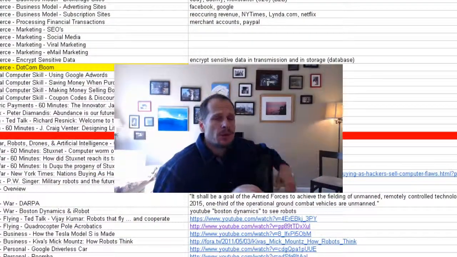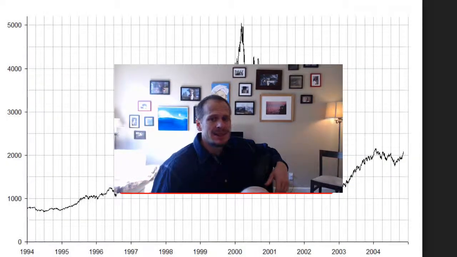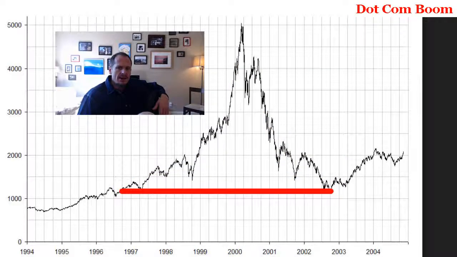The next thing we are going to learn about in relation to e-commerce, databases, and websites is something called the dot-com boom. The dot-com boom. That's actually almost like a rap song or something. And here is a graphical image of the dot-com boom. And what is the dot-com boom?